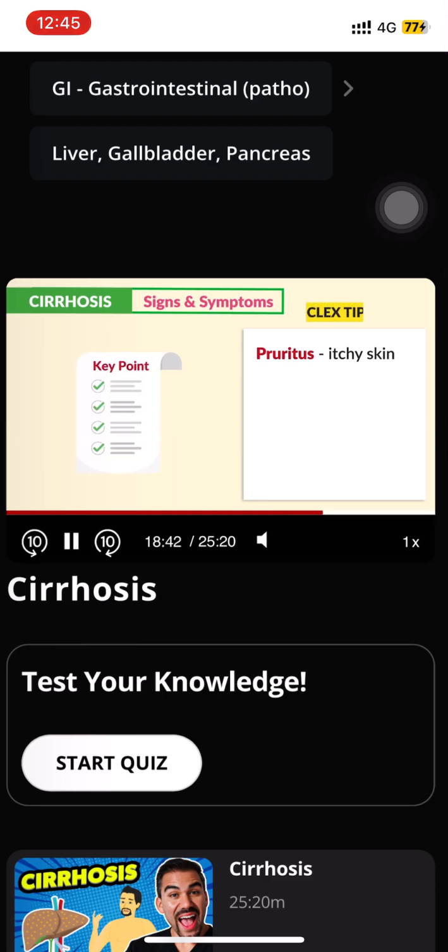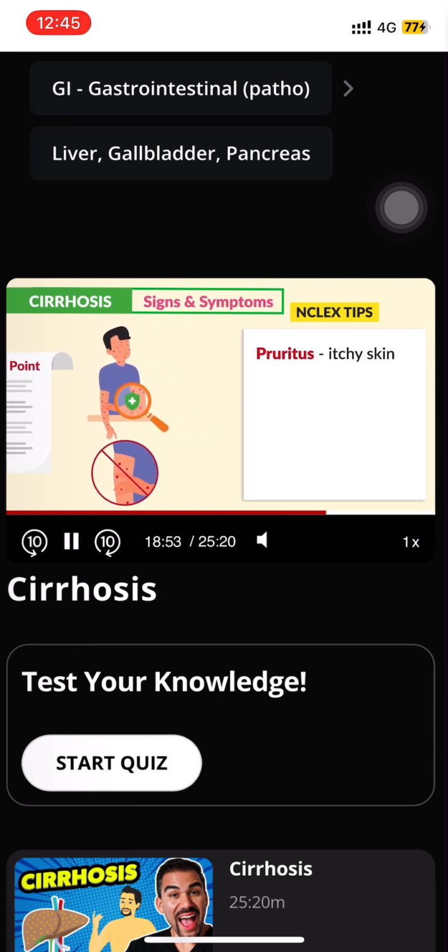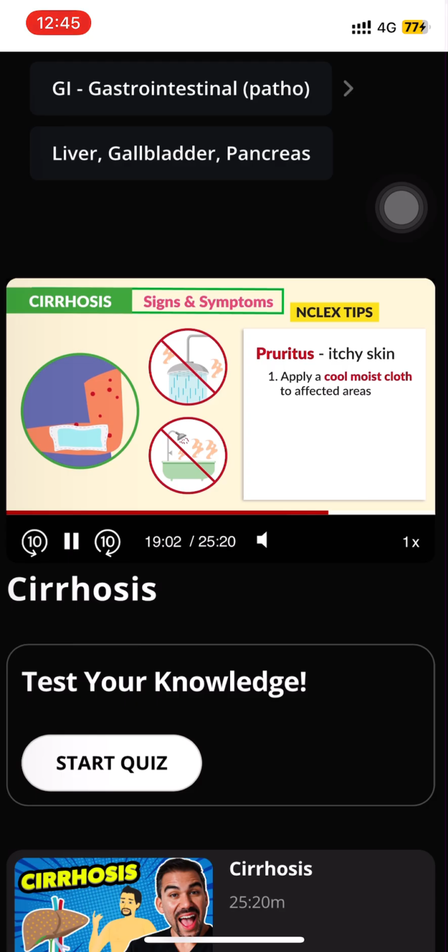So the four key points that love to show up on exams and select all that apply questions always revolve around protecting the skin and avoiding the scratching. So write this down. Four key points. Number 1, apply a cool, moist cloth to the affected area to soothe the skin. Not a hot shower or a hot bath.